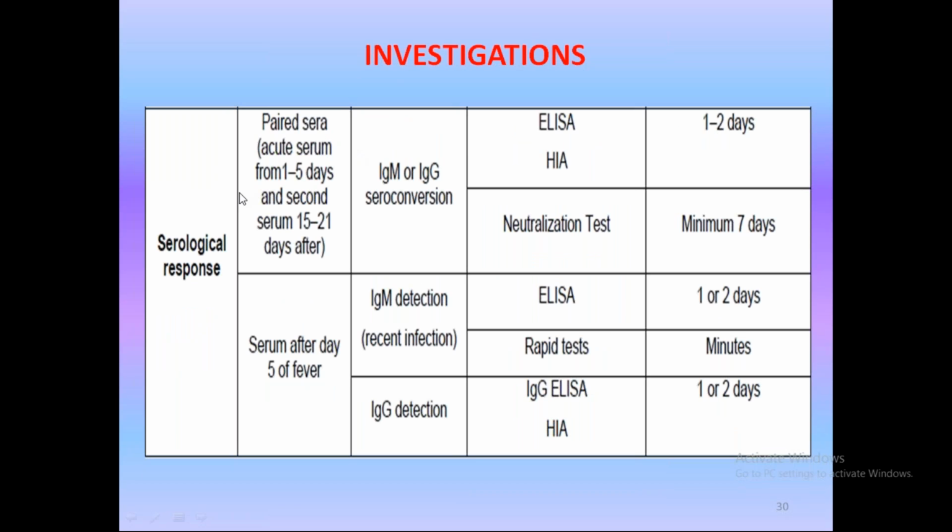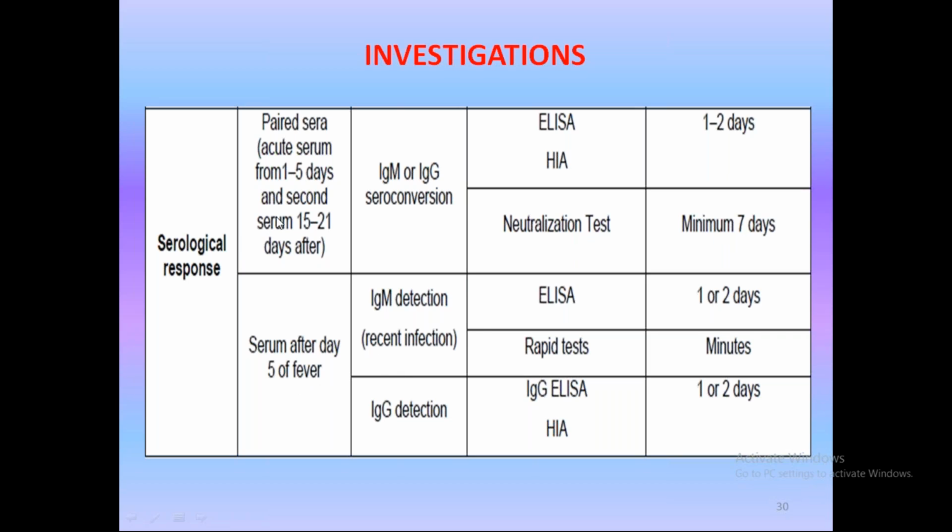What is paired sera? Paired sera means we should take 2 samples. One at 1 to 5 days of fever history, and the second at the convalescent phase, that is serum obtained 15 to 21 days after the fever. In paired sera, we go for IgM and IgG seroconversion, by ELISA and HI, the hemagglutination inhibition assay, which takes 1 to 2 days. The neutralization test takes a minimum of 7 days.